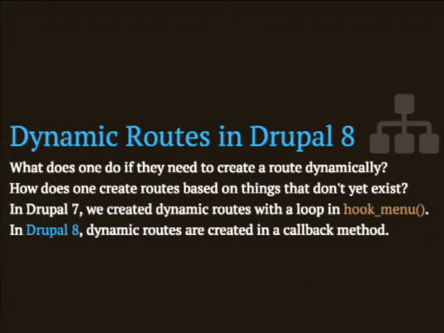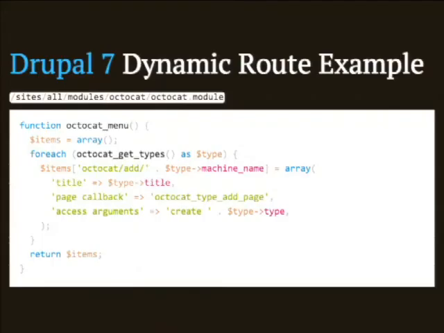So in Drupal 8, hey, a callback method. Sounds like a good idea, right? So here's how we do it. In Drupal 7, here's the loop that I talked about. In this case, I've got a module called AutoCat, and hook menu here just calls this function that says, give me a list of types as an array and loop over it and make these routes for me. So as there are more types added to the system, that works, I guess. It's okay.